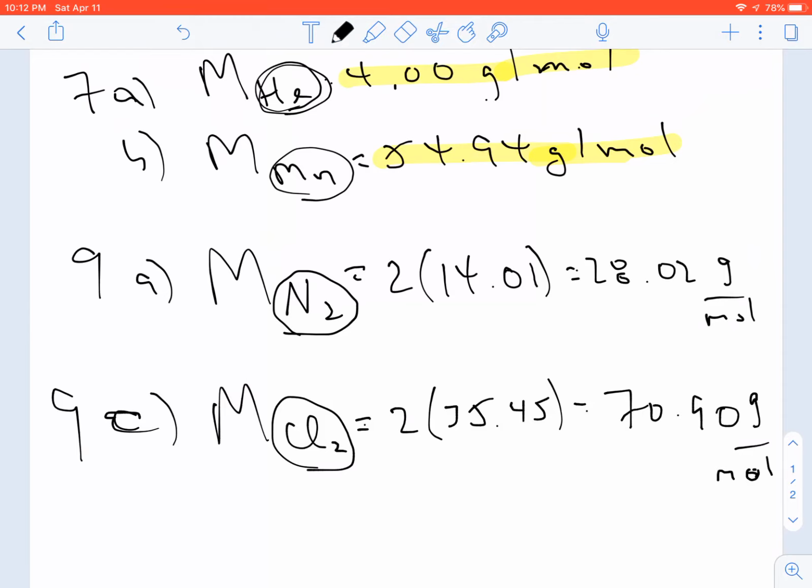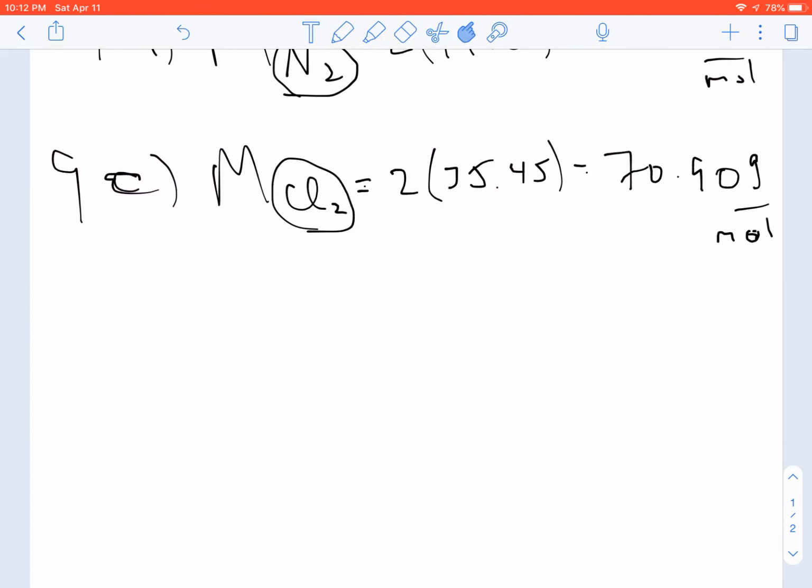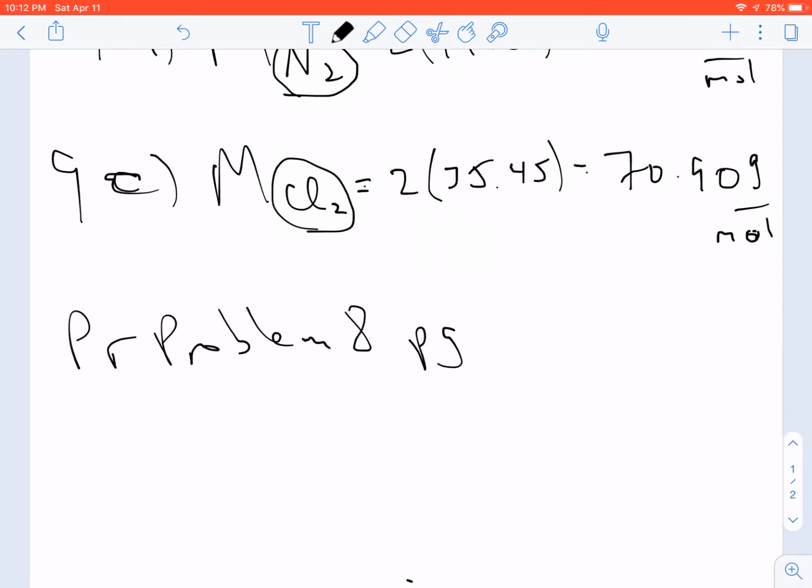Now, in yesterday's homework, I asked you to calculate practice problem 8 from page 180. Okay. Part A says calculate the molar mass for the following. What is the molar mass for carbon monoxide? Notice it's not cobalt, it's carbon monoxide, CO.